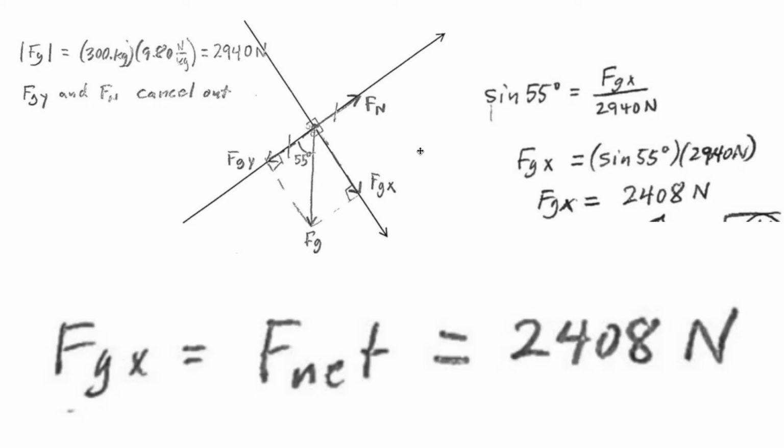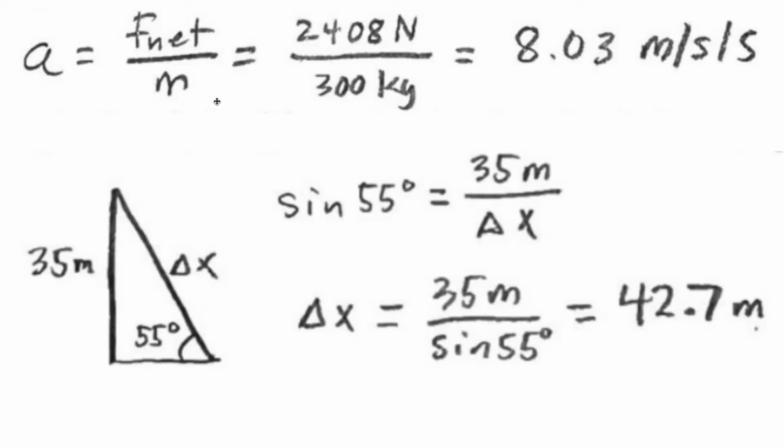I would need to tilt the force diagram so that the x-axis is along the surface of the ramp. Fgx, the x component of gravity, ends up being the unbalanced force on the coaster, and using some trigonometry, we can find the magnitude of that unbalanced force. It happens to be 2,408 newtons. Once we know the net force and the mass of the object, we can calculate the acceleration using Newton's second law rearranged. We find that the acceleration is just over 8 meters per second squared.